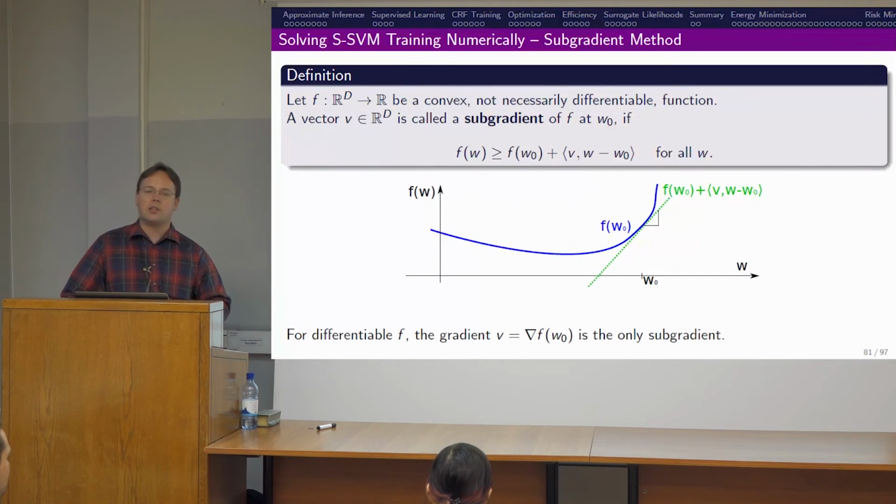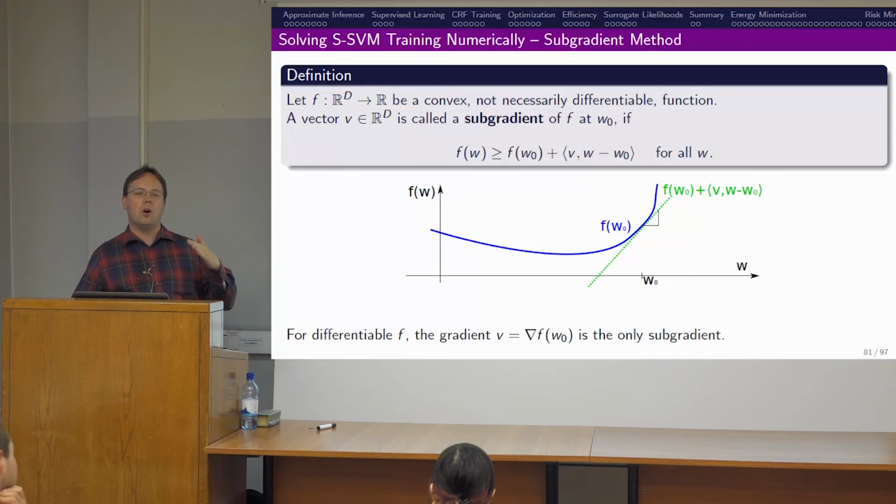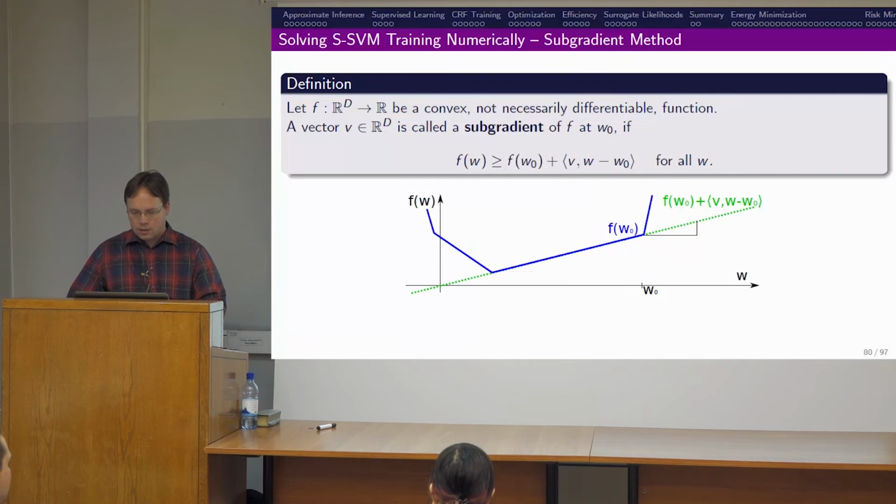Why is it that I say it's a generalization? Well, if you are in a differentiable position, then you know that the only linear function that lies always below a convex function is the one given by the gradient. So if you are at a differentiable position, there's just one subgradient, and it's actually the gradient. But if you're at a non-differentiable position like here, like at this kink, you might have multiple.